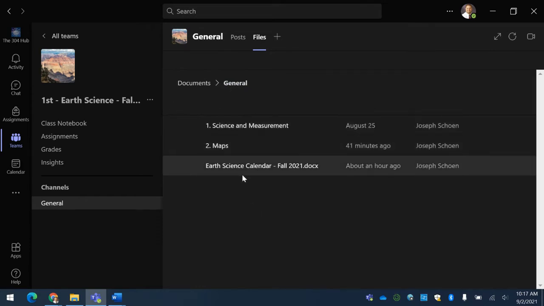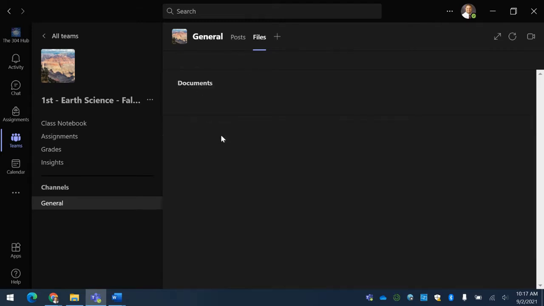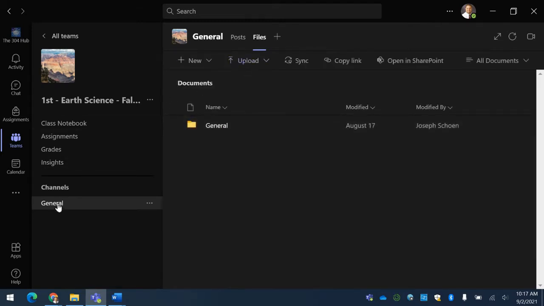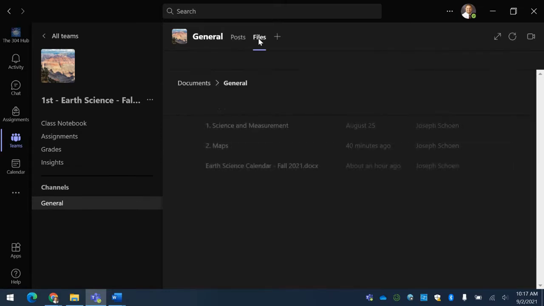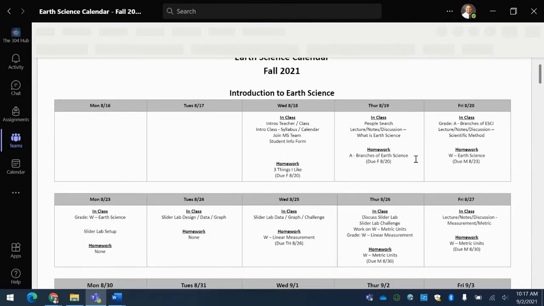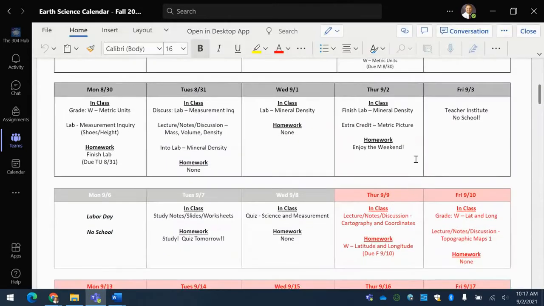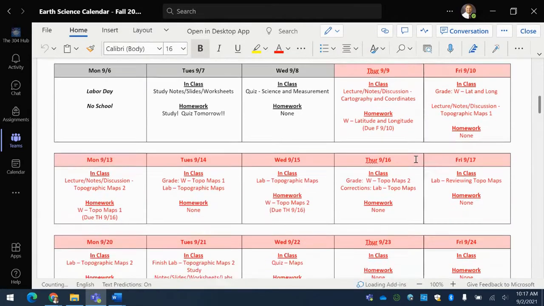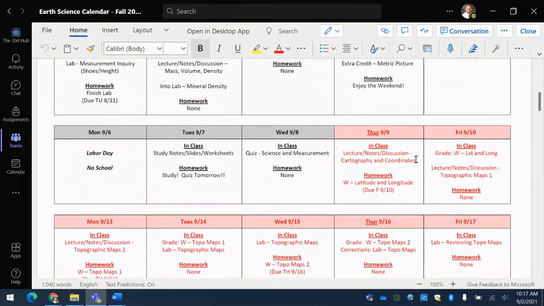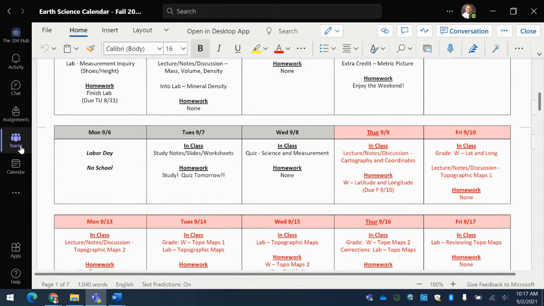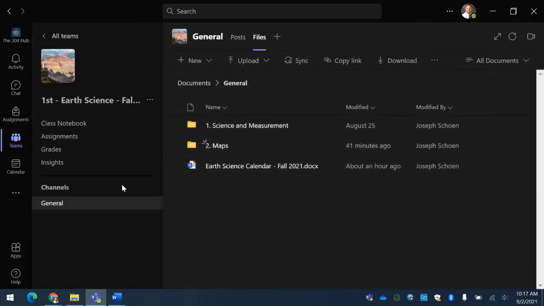I also, of course, have the Earth Science calendar. So when you click on that, you will pull up the actual Earth Science calendar. It's not working here. Let's try that again. Go to Files. And there's my Earth Science calendar, where if they miss anything, they can come back here and see what we're doing each of the different days throughout our unit. And you can see that's all listed out here. So when we come back, for example, after Labor Day, we're going to be studying and taking a quiz in Earth Science. So that's where you find all the material for any one of the classes.